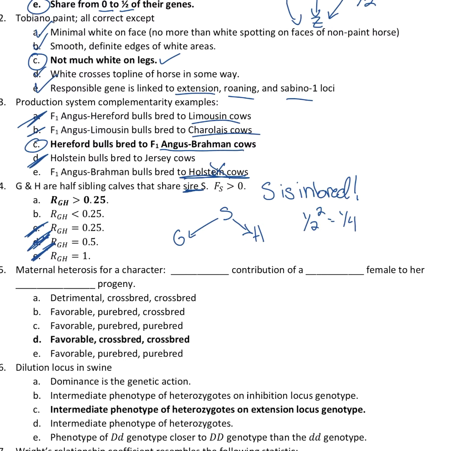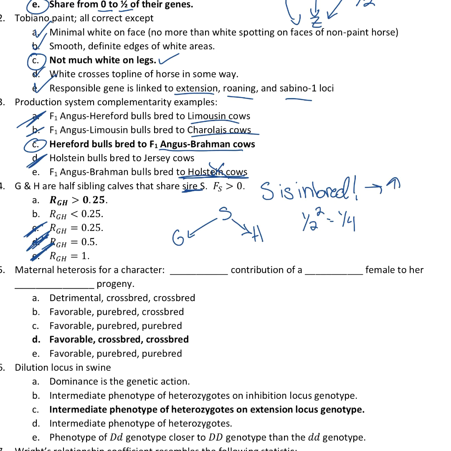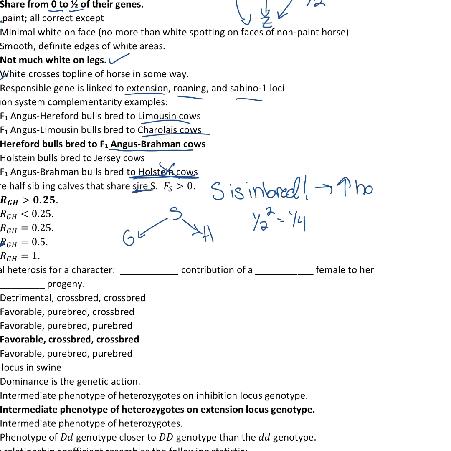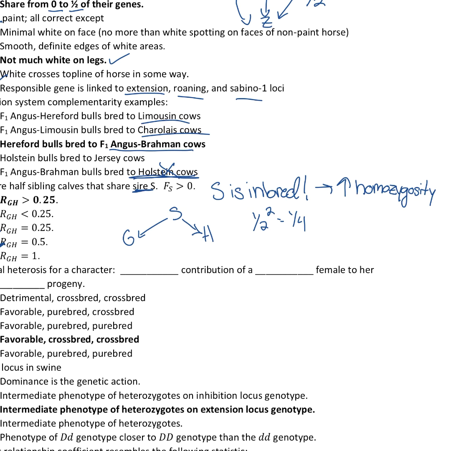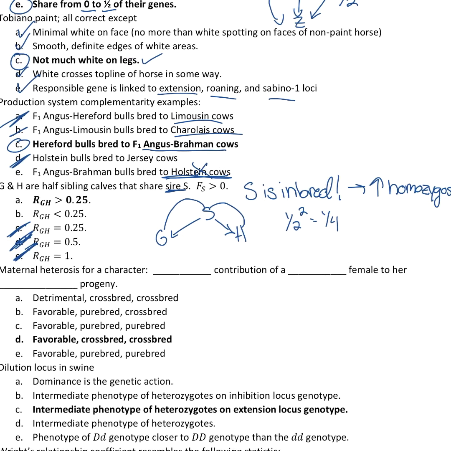But then if we consider that S is inbred, we have an increase in homozygosity. And when we have that increase in homozygosity, S is more likely to pass on the same allele to each one of his offspring because it is inbred. So he's more likely to give the same allele to G and the same allele to H. So that would increase their relationship coefficient. So the correct answer is A.